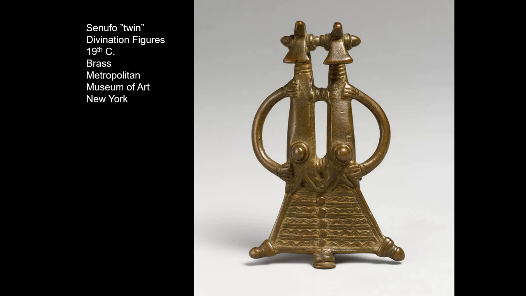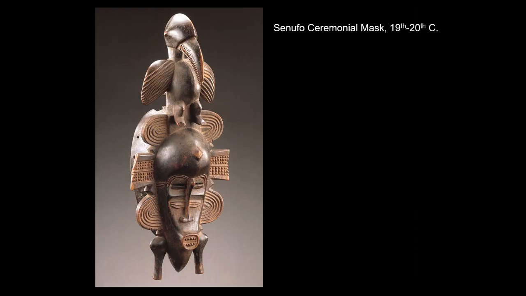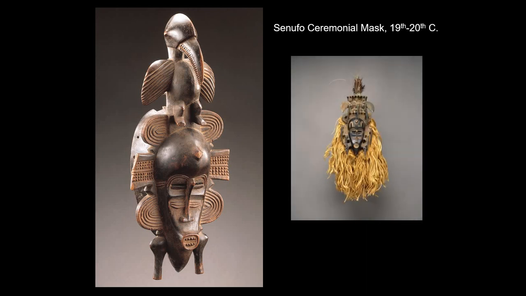This is a divination figure here. This is a brass figure that shows two twins together, and these are figures that would be placed in front of a shrine to divine the will of the ancestors or of the deities. Here is a Sunufo ceremonial mask. Again, we call this a mask, but generally these masks are worn above the head.